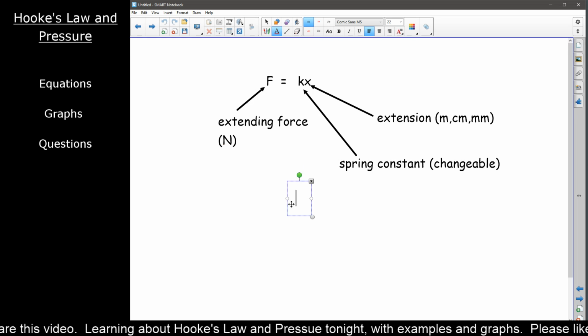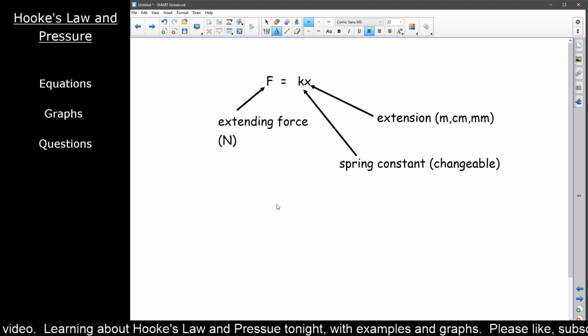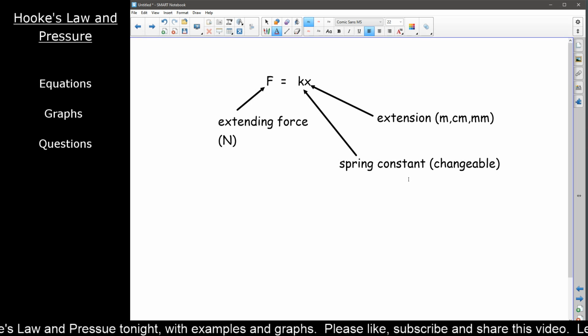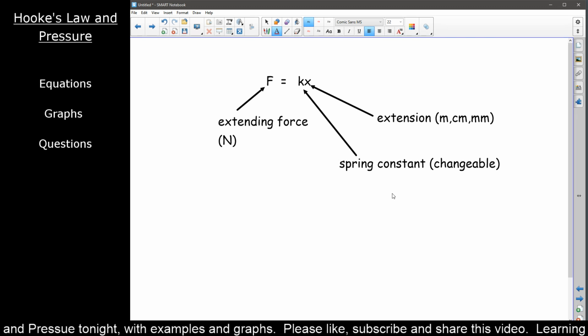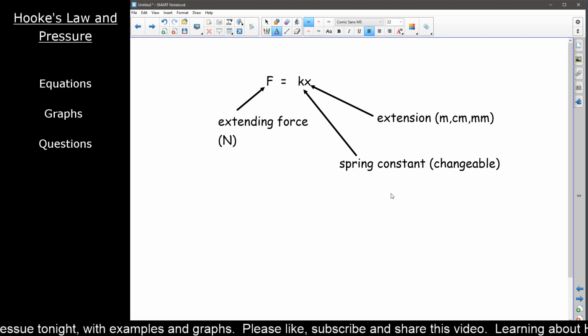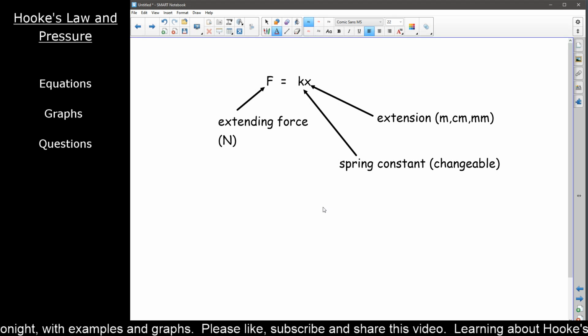Okay, so what we want to do tonight is see what that looks like on a graph. What are the limitations of Hooke's law? What does it say? And then how do we go about calculating this spring constant? Because this is a regular exam question, especially towards the end of the paper.